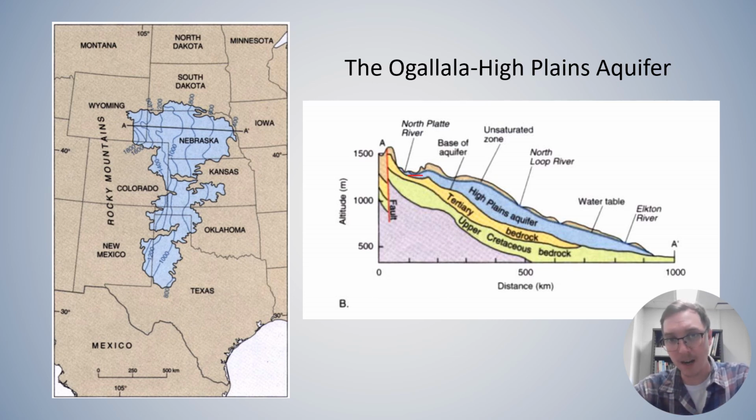It's confined, its aquiclude is this tertiary bedrock and upper Cretaceous bedrock that you see here. We see this thin veneer of other sediment on top of it, and then the Ogallala High Plains Aquifer is below that. So the recharge is up here in the North Platte River, kind of right over here. That's its recharge zone, right up here in the North Platte.